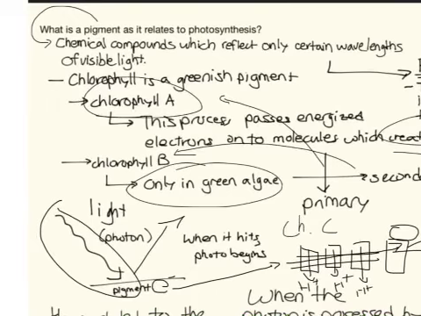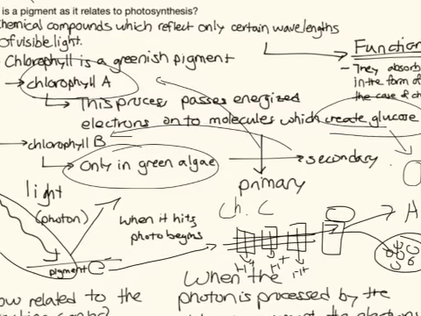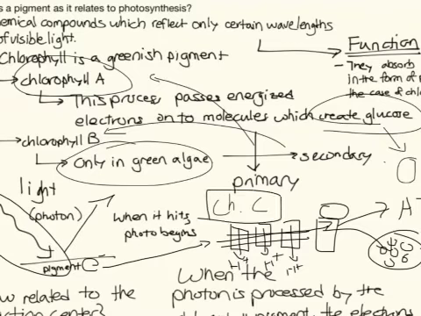We also learned that there are two types, or maybe three possibly. Chlorophyll A involves the passing of energized electrons. Chlorophyll B is only in green algae, and chlorophyll C, shown here, is in dinoflagellates. And we learned that the primary one is chlorophyll A, and chlorophyll B and chlorophyll C are the secondary ones.